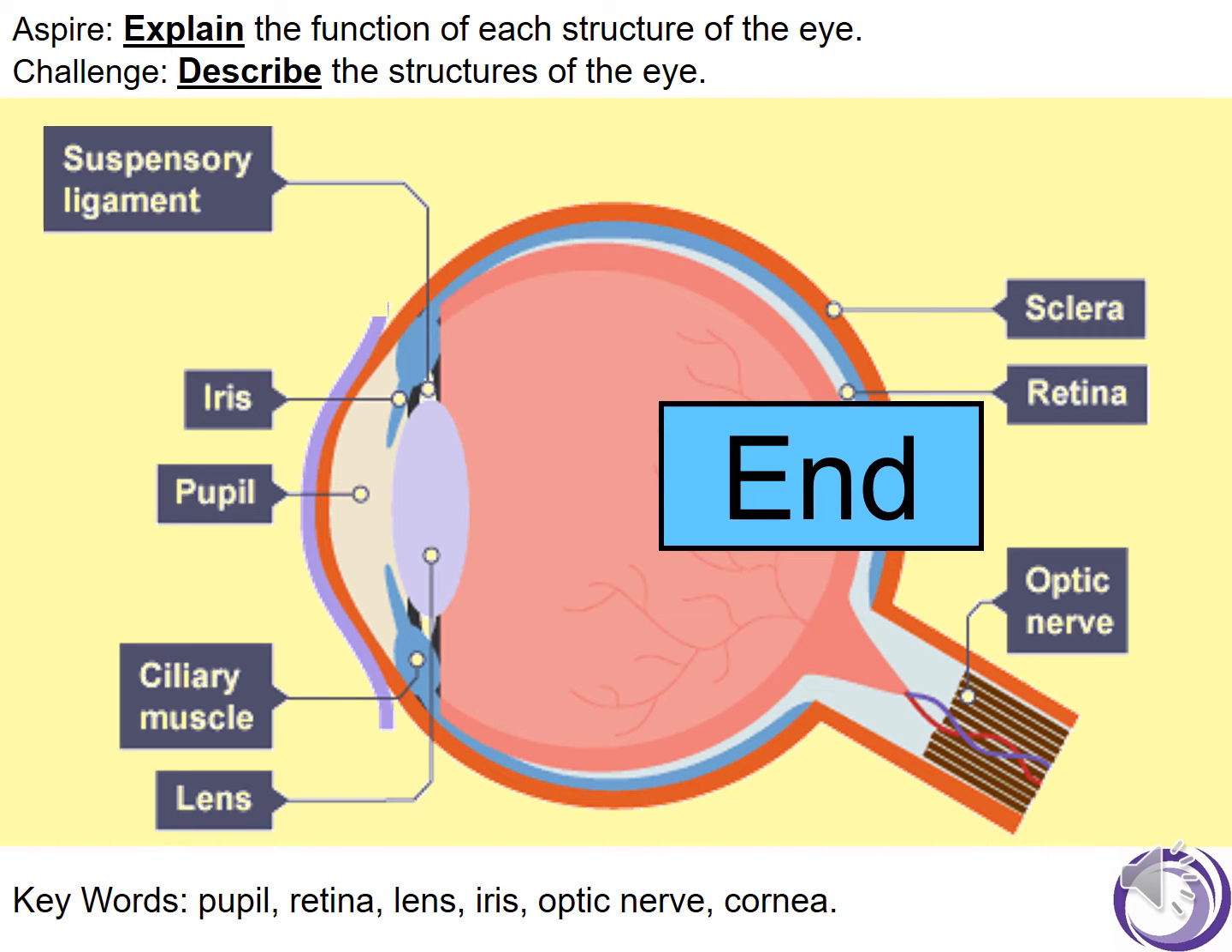If you need to repeat those labels, just rewind the presentation at this point and have another go, see if you can remember. But we've got a new label there called the sclera. Perhaps you could stop the presentation and add that to the diagram. It's the outer layer that's round the back of the retina.